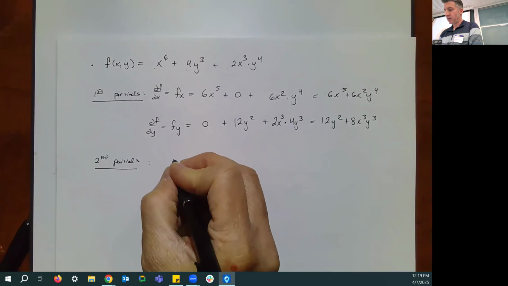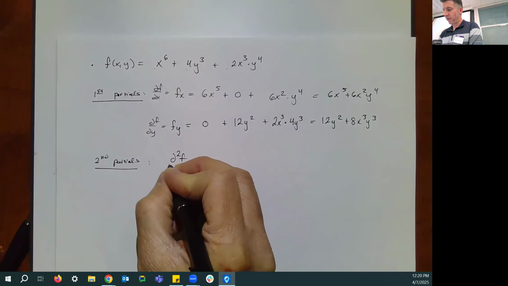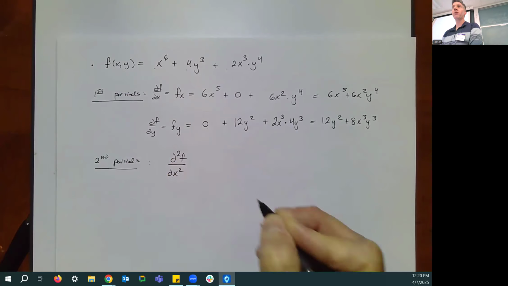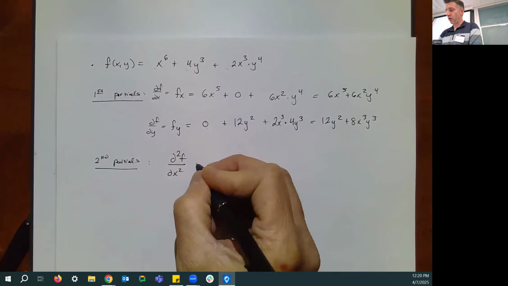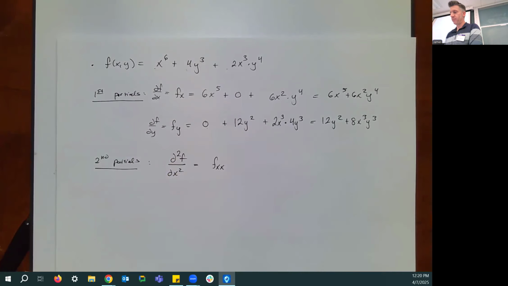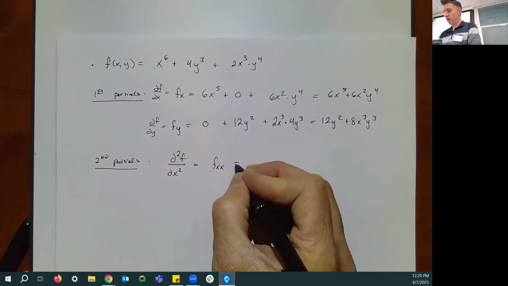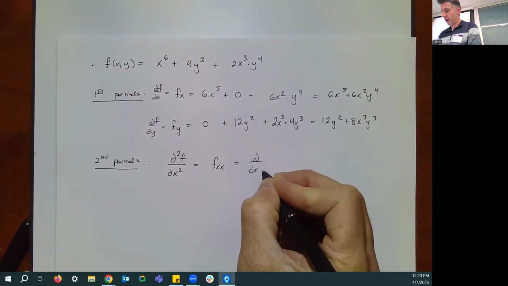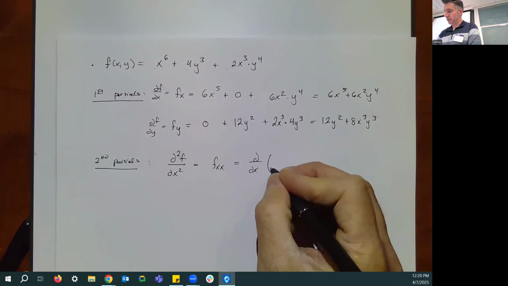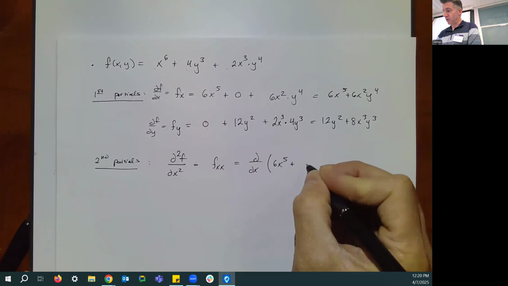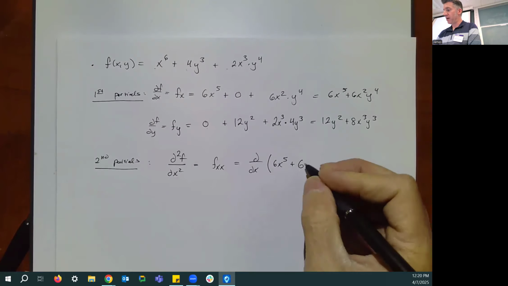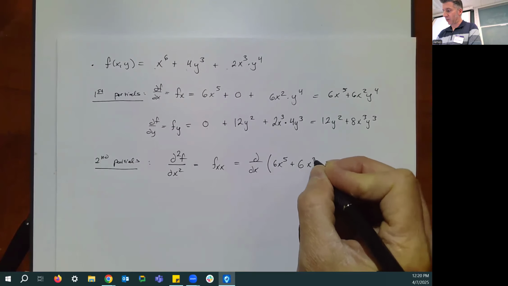So here's how we're going to write the second partial. It's either del squared f del x squared, or you can write it as fxx. But either way, you're taking the derivative of our first derivative with respect to x. So we're taking the derivative with respect to x of 6x to the fifth plus 6x squared y to the fourth.